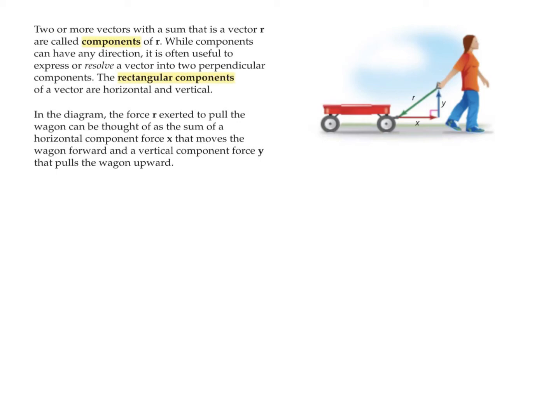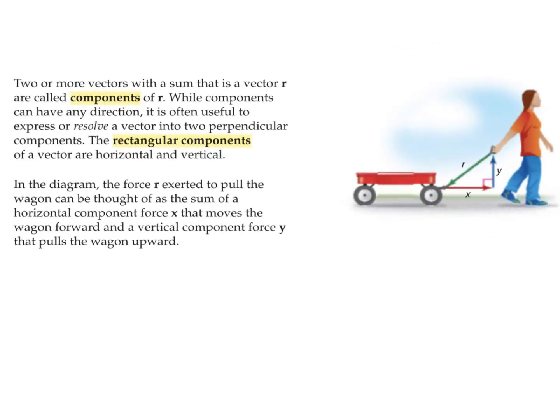Now we're going to talk about a couple more applications, mainly one more, but two or more vectors that have a sum that ends up becoming a vector. They're called components. So if we have vector x and vector y, that component, that resultant is r. So it's often useful to express or resolve a vector into two perpendicular components, so one horizontal and one vertical.